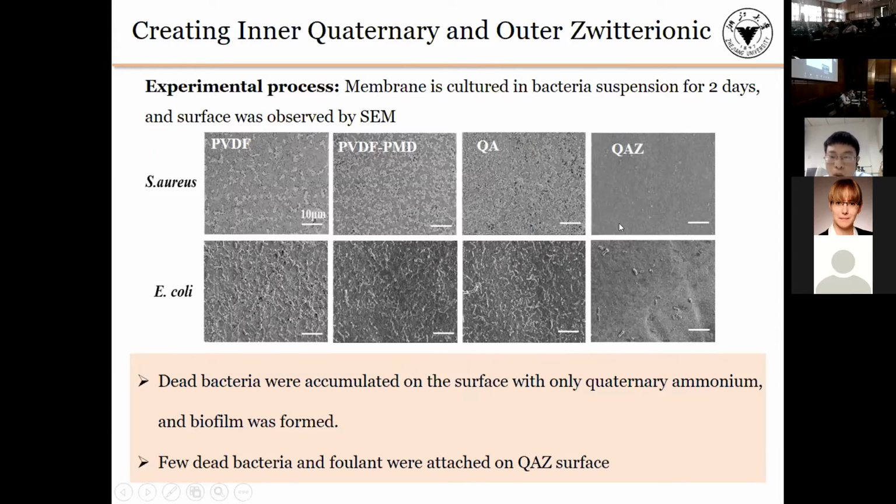But on the surface with the zwitterionic polymer, we can find only a few dead bacteria attached on the membrane. From the result, we can find that the quaternary ammonia and the outside zwitterionic polymer on the UF membrane were successfully constructed, and the membrane showed very excellent antibacterial and antifouling properties.